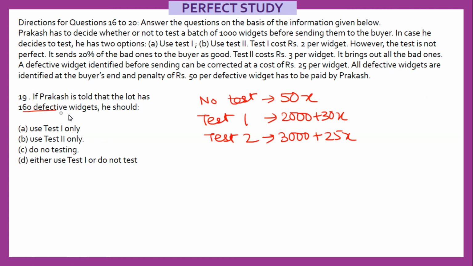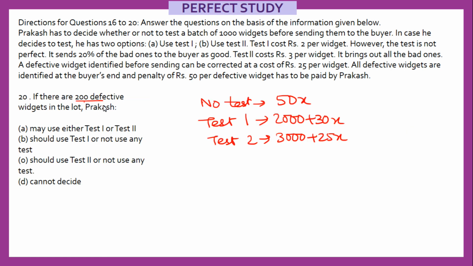Next, if Prakash is told that the lot has 160 defective widgets, what should he do? So for 160, this will give him 8,000. This will give him 4800 plus 2000, 6800, and this will give him for 160, 4000 plus 3000, 7000. That means option A, use test 1 only.